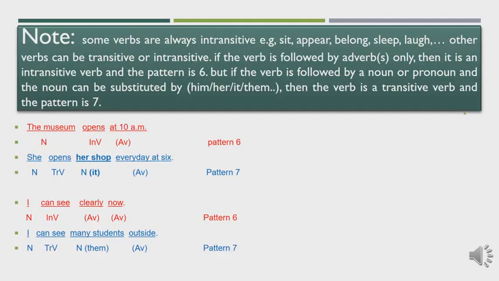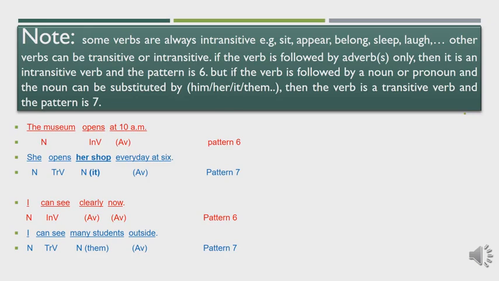Let's take this note about pattern number 6. We've said that the structure of pattern number 6 consists of an intransitive verb. So the type of the verb in this pattern is an intransitive verb. Some verbs in English are always intransitive. They can never be followed by N. They can never be followed by objects. So they are intransitive by nature, like sit, appear, belong, sleep, laugh, etc.